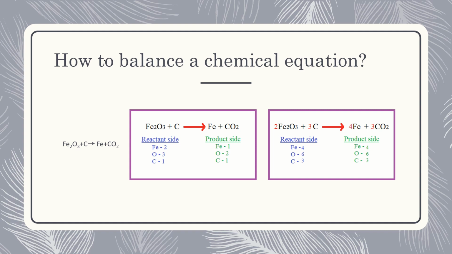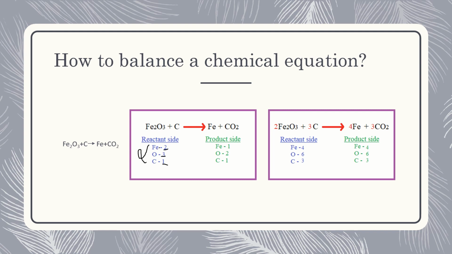Now let's see how to balance chemical equations. Here we take the equation Fe2O3 plus C, which gives Fe plus CO2. First, on the reactant side, Fe is 2, O is 3, C is 1, and on the product side Fe is 1, O is 2, and C is also 1. So these are not balanced. In order to balance them, we need to add some of the atoms.